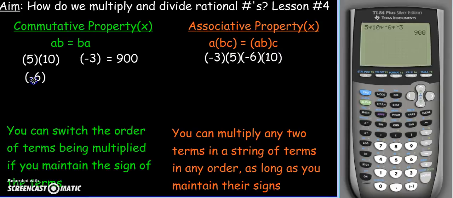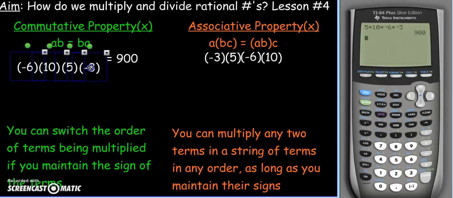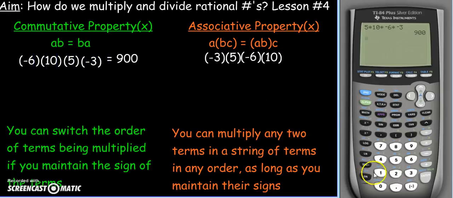If we switch the order around, you'll notice that the signs are coming with all of these numbers. That's important. If we have negative 6 times 10 times 5 times negative 3, we also get 900. So the order of the numbers we multiply doesn't matter. We can switch them around as long as they maintain their signs.